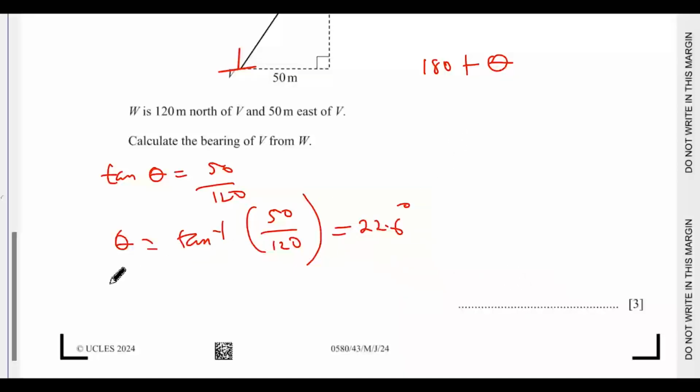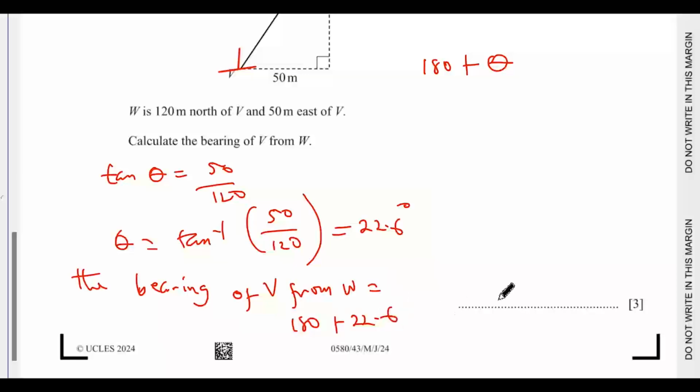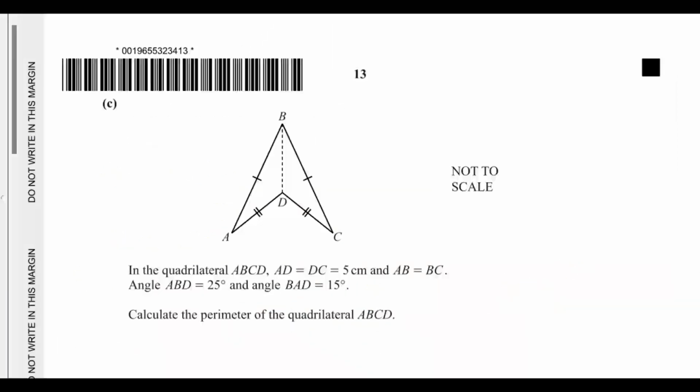So the bearing of V from W will now be equal to 180 plus 22.6, so that will be 202.6 degrees. Okay, so let's go to the next part, that is part C.